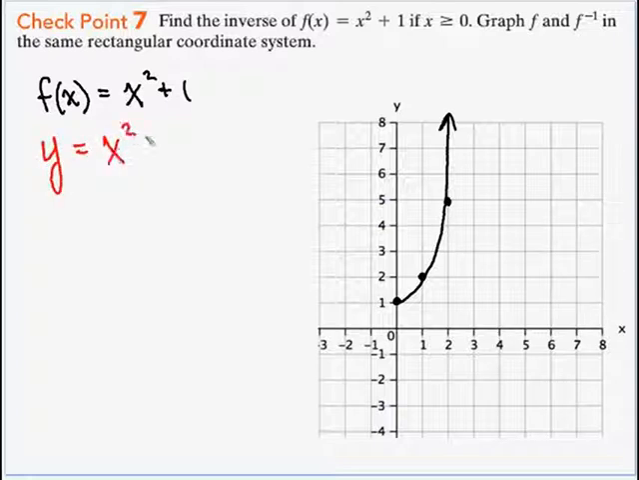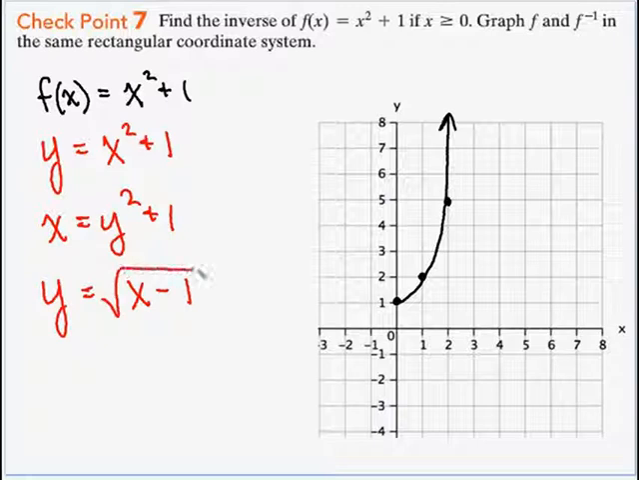Step 1. Step 2. Step 3. Okay, the square root function, the minus 1 means it's a shift to the plus side 1 unit. So we're going to start here and plot a few more points. There's our inverse.